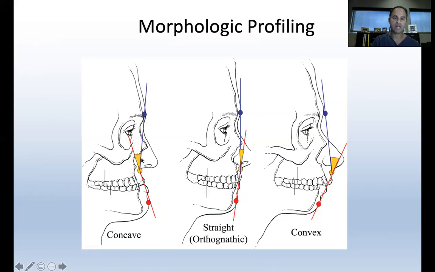Our patient's profile is convex, which is usually a prognathic profile, when the buccal groove of the mandibular first molar is mesial or anterior to the mesial buccal cusp of the maxillary first molar, and concave or class two, when this buccal groove is more retrusive or posterior to the mesial buccal cusp of the maxillary first molar.